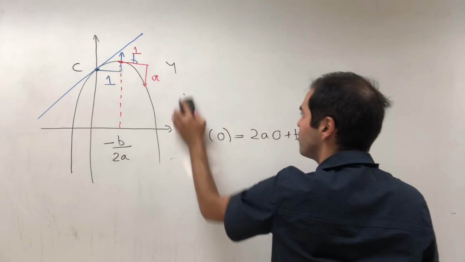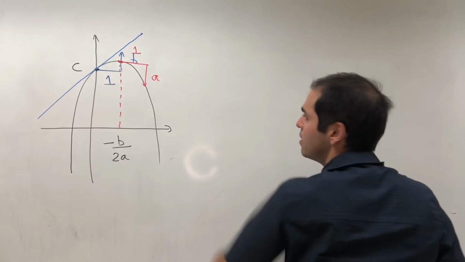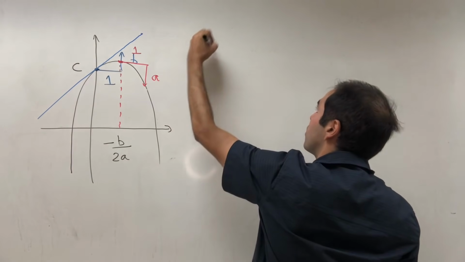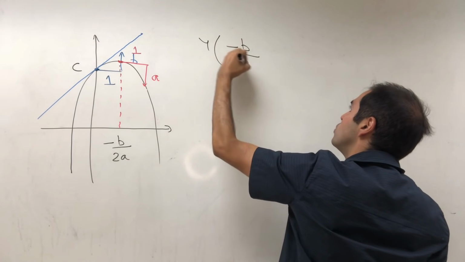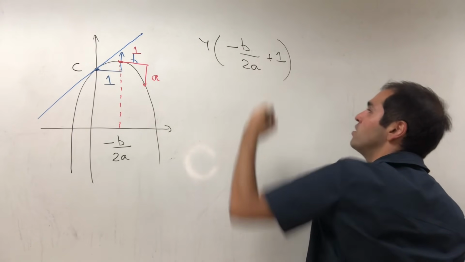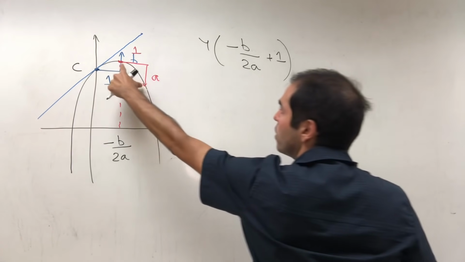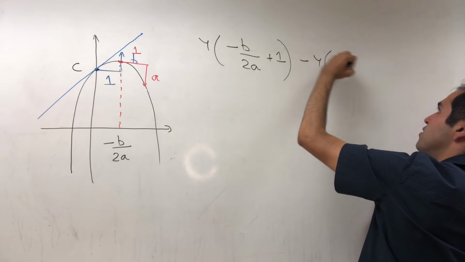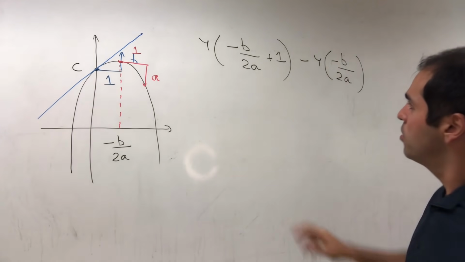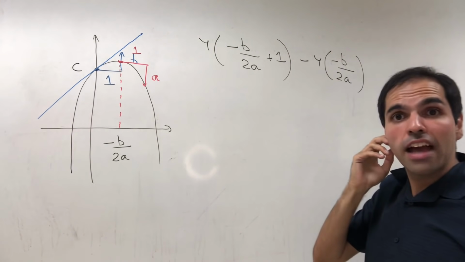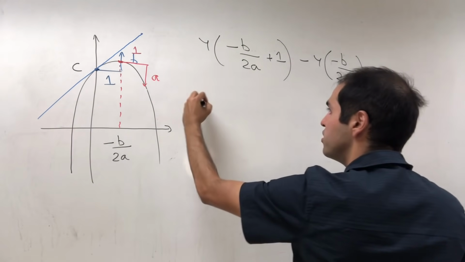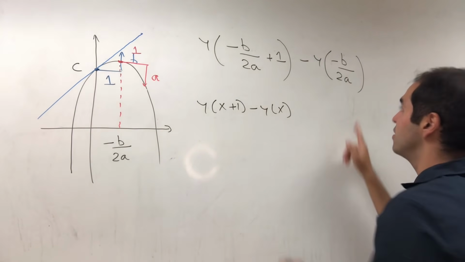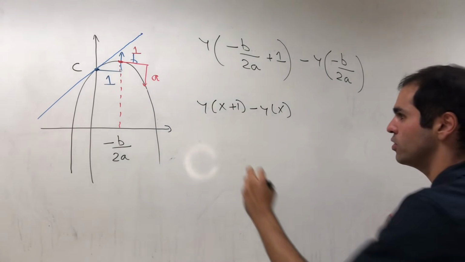And let's show this fact. It's very, very neat. So what does it mean to go one step to the right? It means start at minus b over 2a and add 1 to the input. And you want to compare this to the original y of minus b over 2a. But before we do that, just to make the algebra easier, let's consider in general y of x plus 1 minus y of x, and then plug in minus b over 2a.